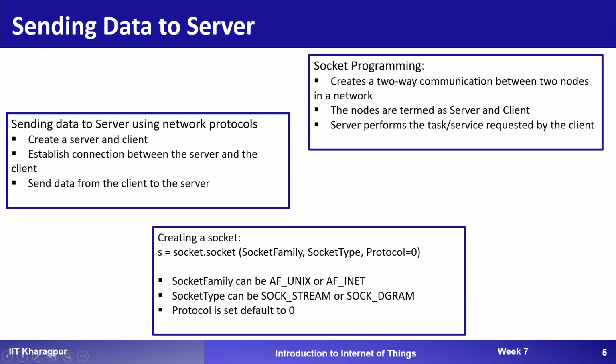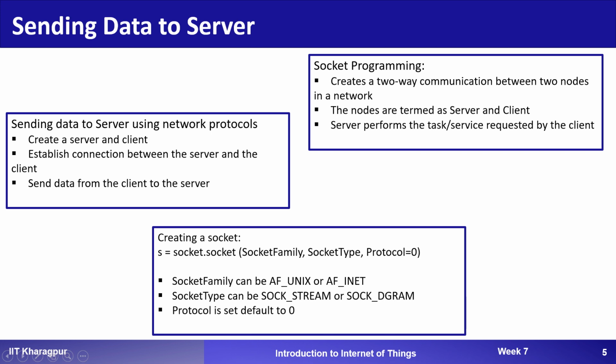In order to use socket programming, you have to create a socket, as we have discussed in our previous lecture. In order to create a socket descriptor, the socket function can be used. The socket function uses three parameters. First is your socket family, second is your socket type, and third is your protocol. For socket family, you can use AF_UNIX or AF_INET. Socket type can be SOCK_STREAM or SOCK_DGRAM.